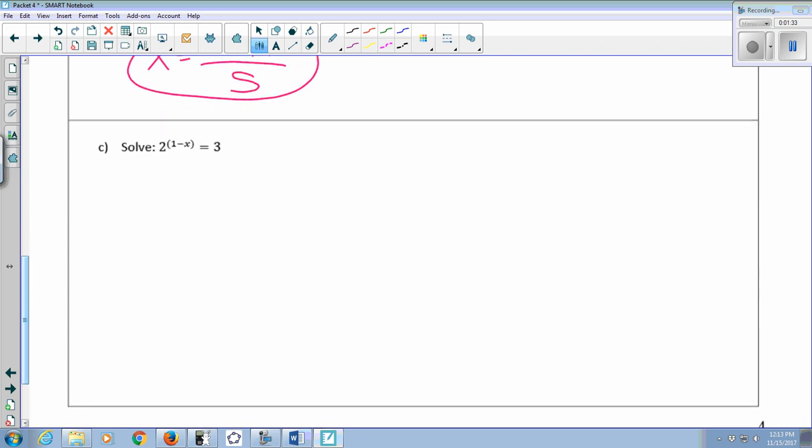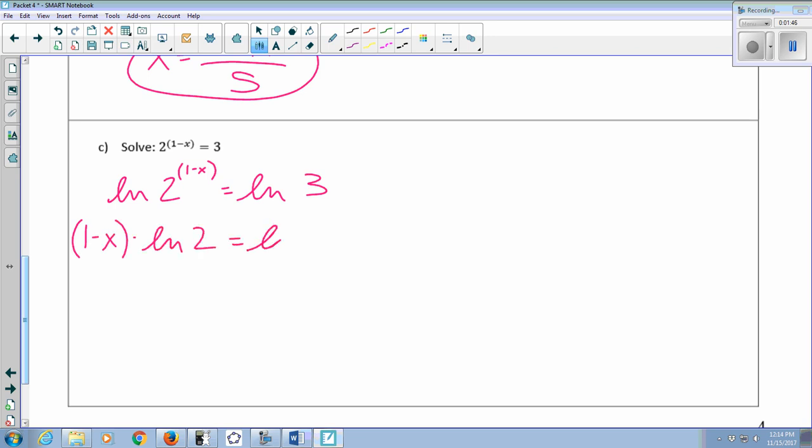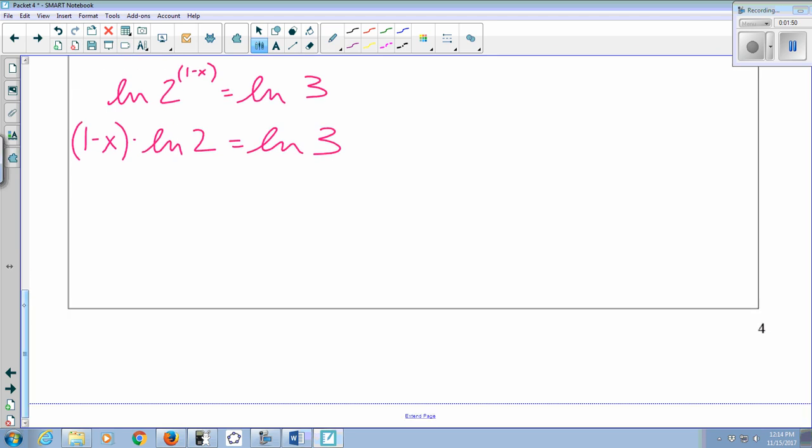2 to the 1 minus x equals 3. Take the ln of both sides. Bring the exponent down in front, so you have 1 minus x times the ln of 2 equals the ln of 3. I think I'll divide both sides by the ln of 2 and just get that out of here. So I have 1 minus x equals ln 3 over ln 2. And then I need to get the x by itself.